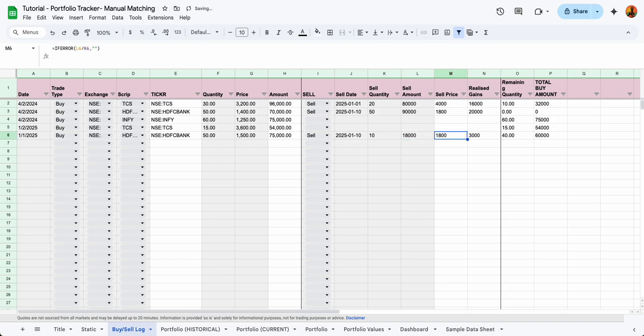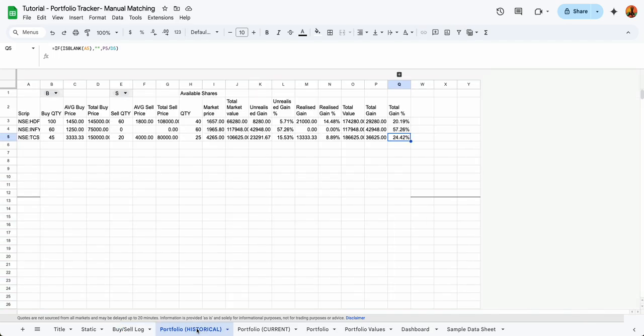The average selling price is automatically calculated, and the realized gains are automatically calculated. And in this column, you would have the remaining quantity of the stock in that particular lot and the total buy amount of that. With this forming the base of the sheet, let me just go to the other sheets and show how it is then tracked.